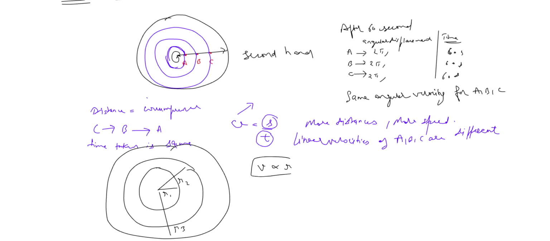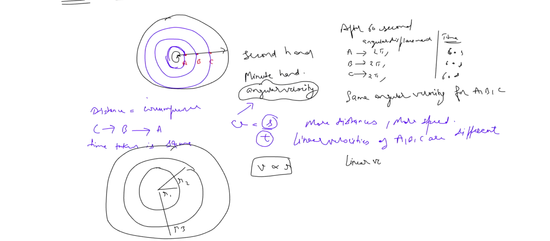Any other factor on which you think the linear velocity of these particles will depend? If I consider the minute hand instead of the second hand, then the time will change. When we consider the minute hand, what will happen to the angular velocity? It will be slower. Angular velocity will be different. And when angular velocity changes, linear velocity will also change. So linear velocity depends on two factors.